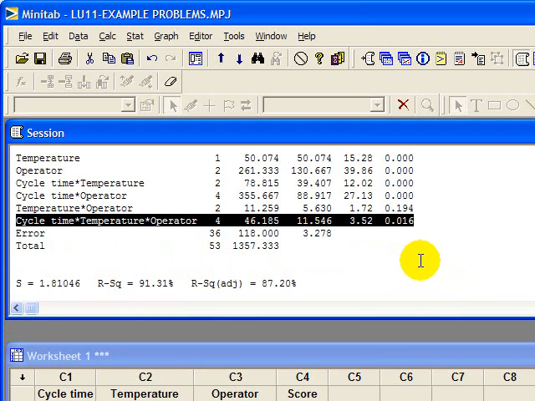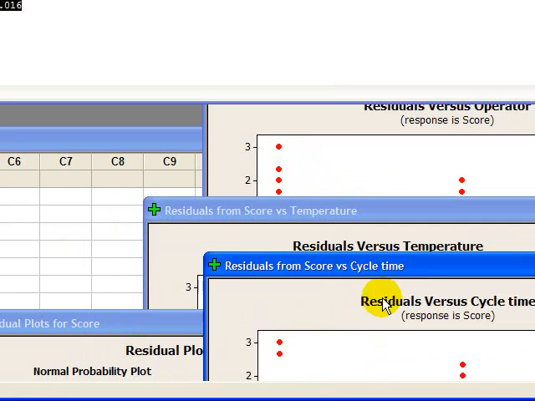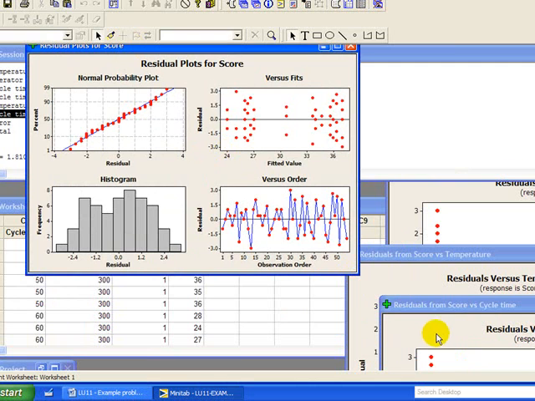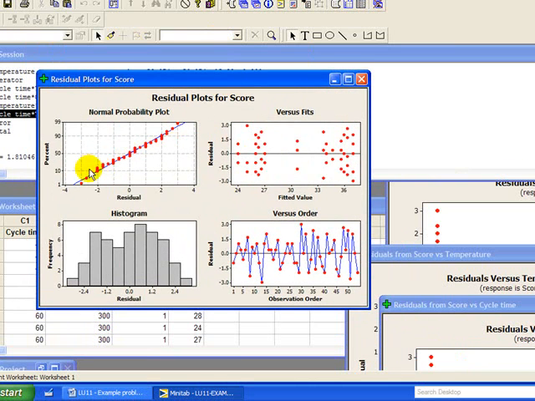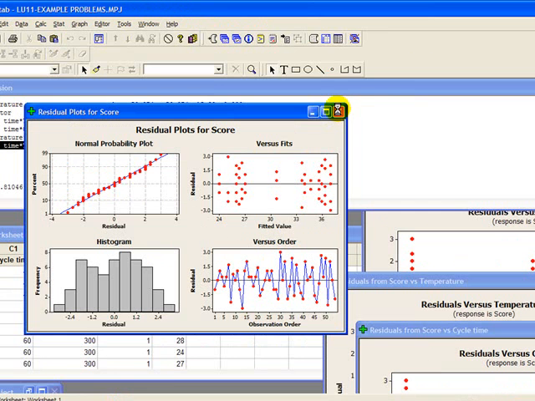So now we have analyzed the table, right? Next what we need to do, we need to look at the graphs to see that the residuals are okay, the model is adequate, right? So let me look at this plot first. So we can see the normal probability plot. The residuals are nicely settled along this straight line, so that means the assumption of normality is good, right?